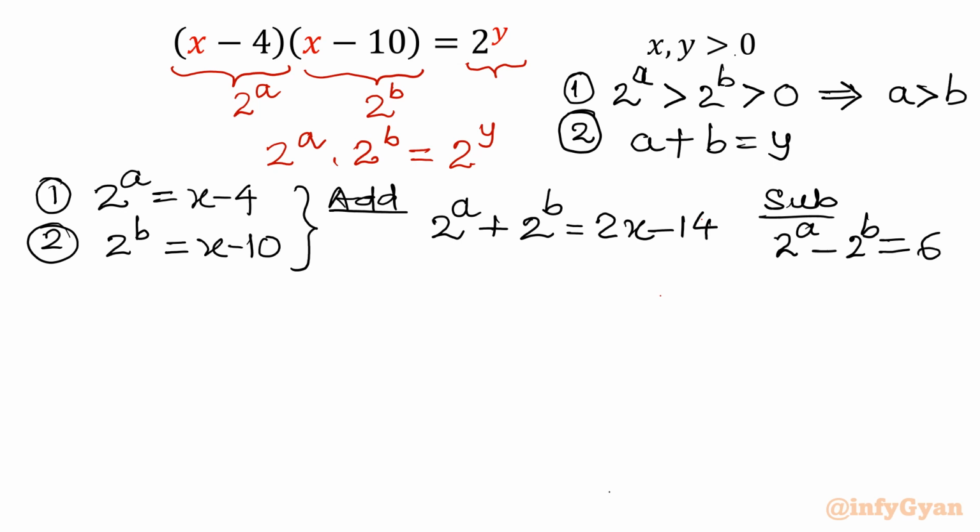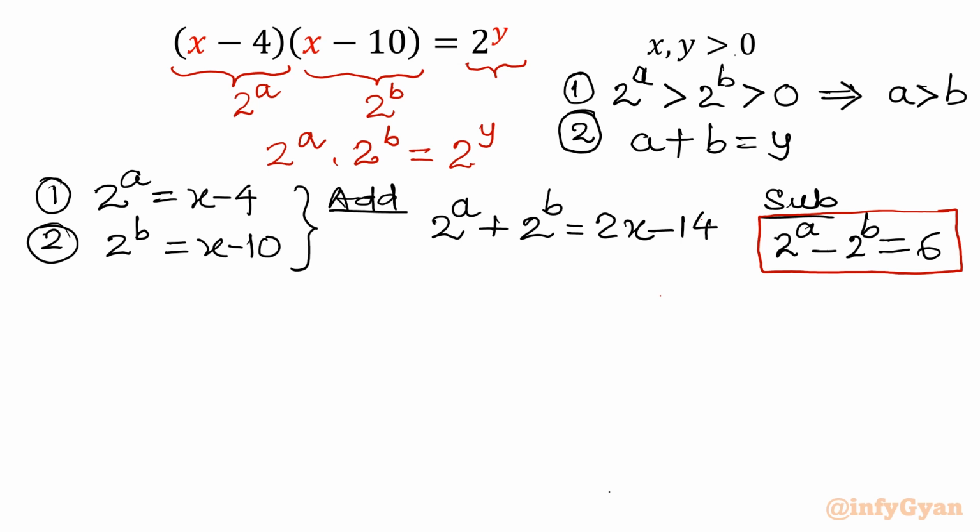Up to this point, what we have done is express our equation in terms of the variables a and b. Now we will target a and b only. From the first equations, there are a, b and x variables. If you observe the second equation, 2^a − 2^b = 6, then we can find our solution from here.